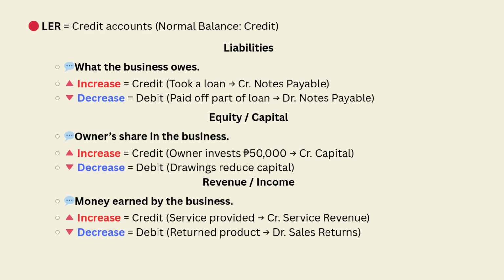5. Equity or capital, the owner's share in the business. Increase equals credit: owner invests 50,000 capital. Decrease equals debit: drawings reduce capital. 6. Revenue, income, money earned by the business. Increase equals credit: service provided, service revenue. Decrease equals debit: returned product, Dr. Sales returns.